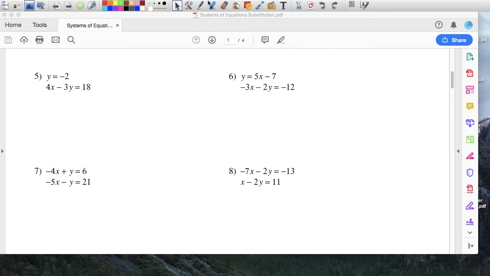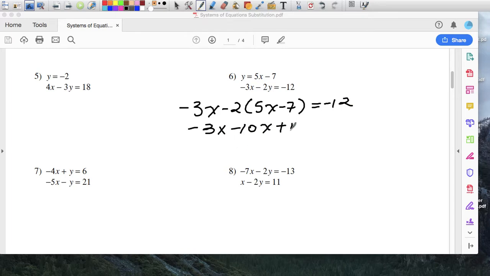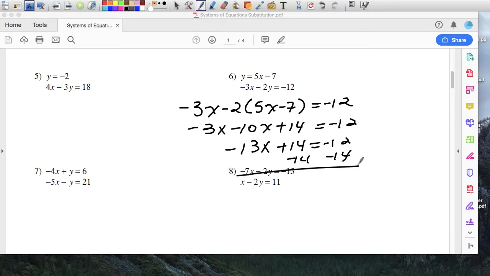Number 6. My y is already isolated, and it equals 5x minus 7, so that makes my life very much easier. So I'm going to substitute. I get negative 3x minus 2 times 5x minus 7 equals negative 12. Negative 3x minus 10x plus 14 equals negative 12. I can combine like terms here, and I get negative 13x plus 14 equals negative 12. If I subtract 14 from both sides, I get negative 13x equals negative 26. I divide both sides by negative 13. X is going to be positive 2.